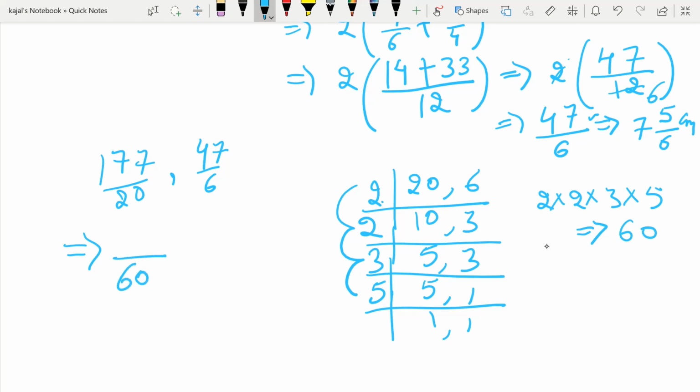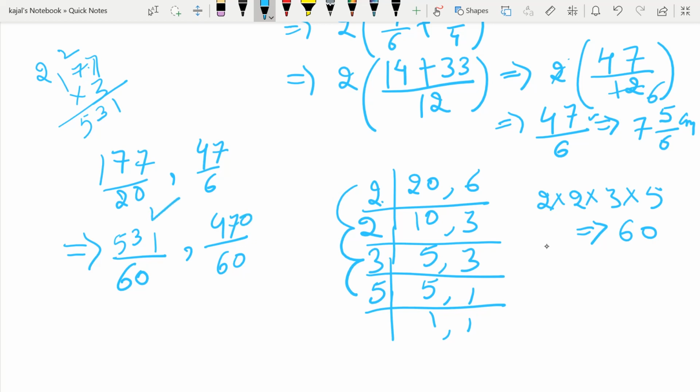Then we have to multiply 177 by 3, which is 531, and 47 by 10, which is 470. So 531 is greater. That means the perimeter of triangle ABE is greater than that of the rectangle BCDE. So in this way we can find it out. I hope you can understand it. Thank you very much.